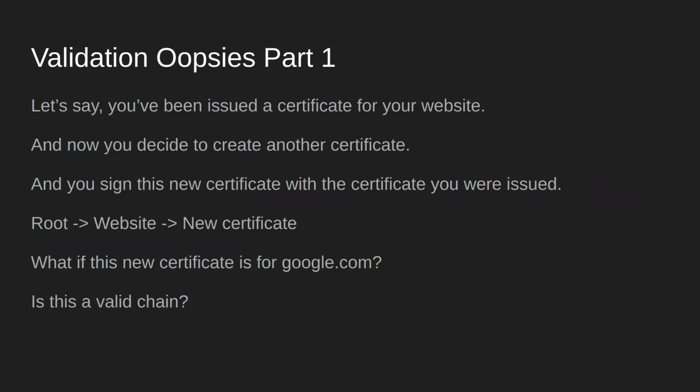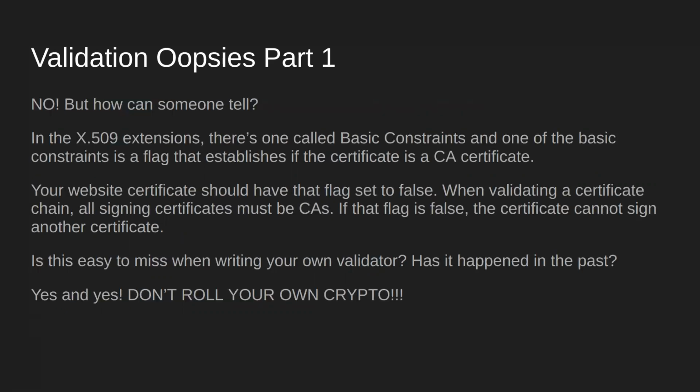So in theory, you could sign a certificate for Google.com. This is obviously not a valid chain. So how can you tell? In the X509 extensions, there's something called basic constraints, and one of them is a flag that says if you're a CA. So if you get a certificate for a website, the certificate authority is supposed to set that flag to false, that you are not supposed to issue certificates.